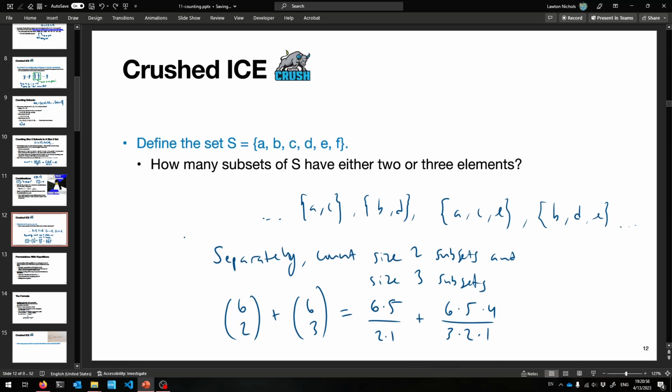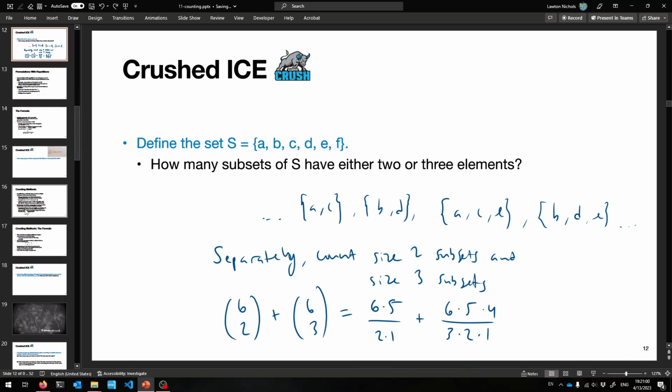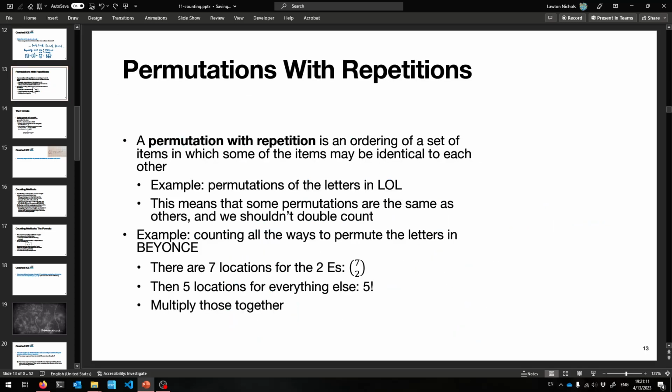So yeah, please yell at me if any of these are not making enough sense. Hopefully a lot of examples will help with this kind of thinking. It is a different way of thinking, but it is important. Next we have permutations, but this time we get to have repetitions.